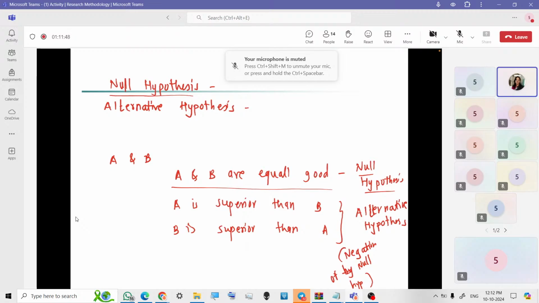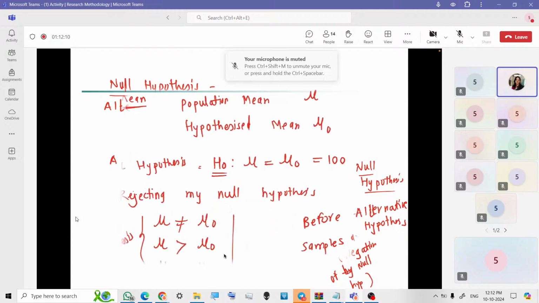Let's say my null hypothesis is that the method A and B are equally good for certain disease. So what is my alternative hypothesis? Alternative hypothesis is always negation of null hypothesis. So maybe I can say that A is superior than B or B is superior than A. So it is called as alternate hypothesis.